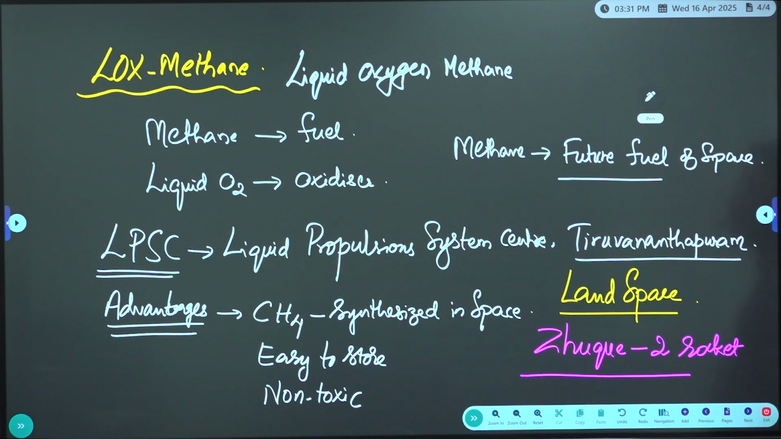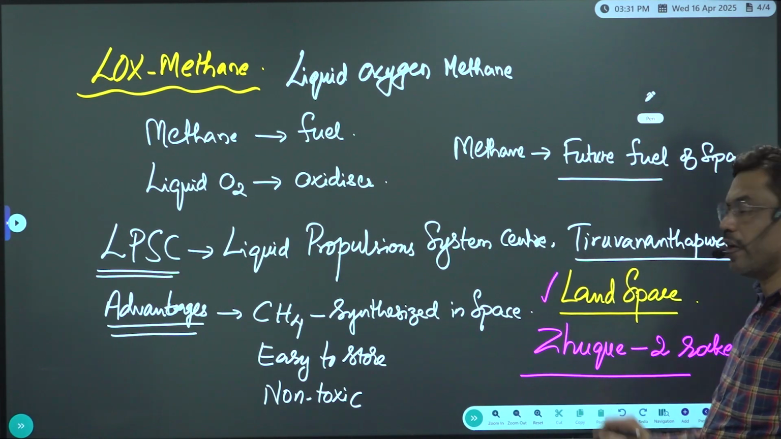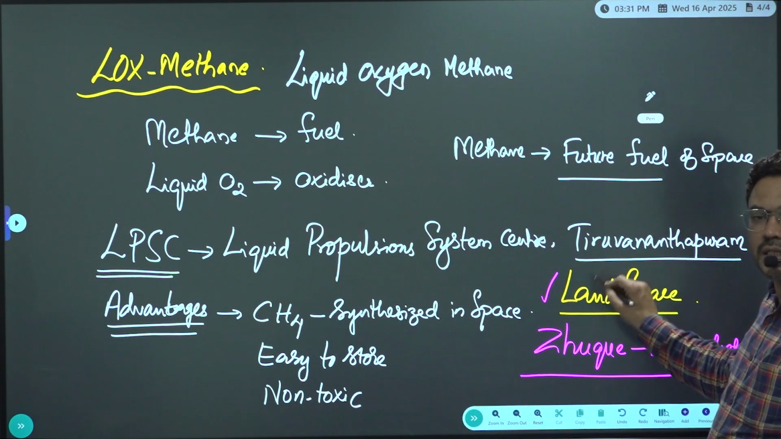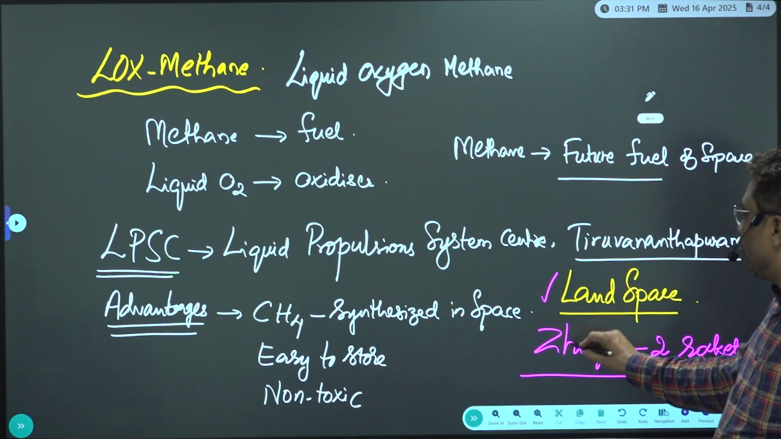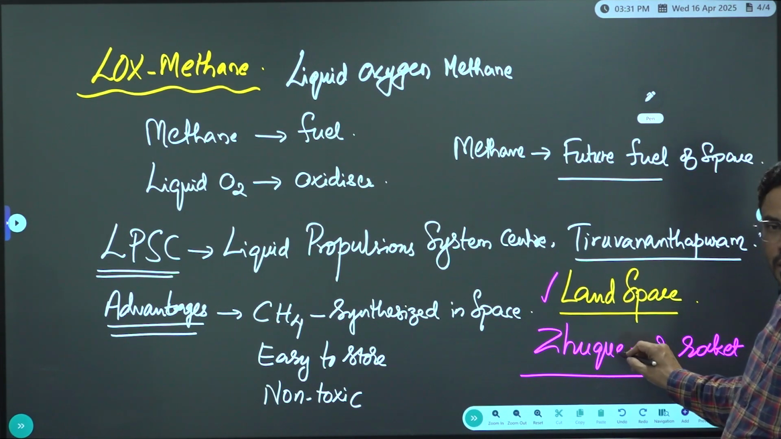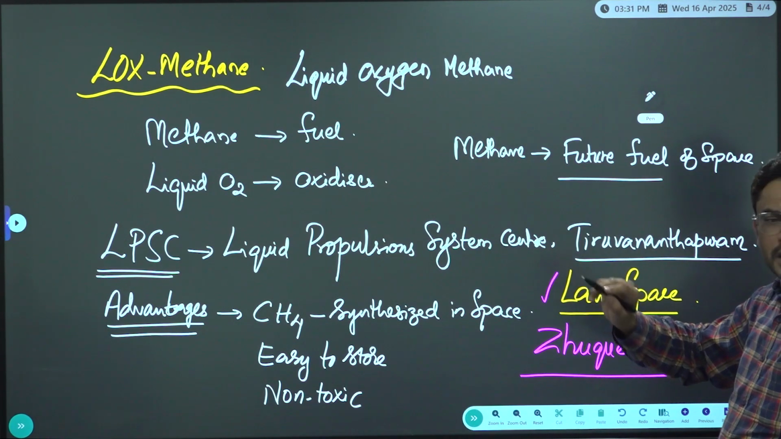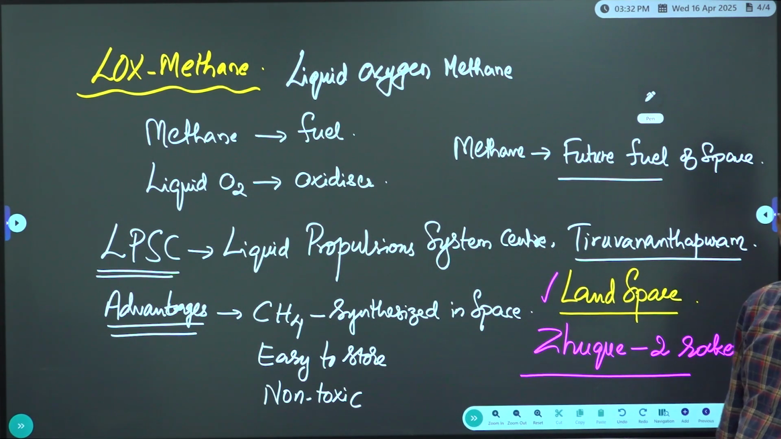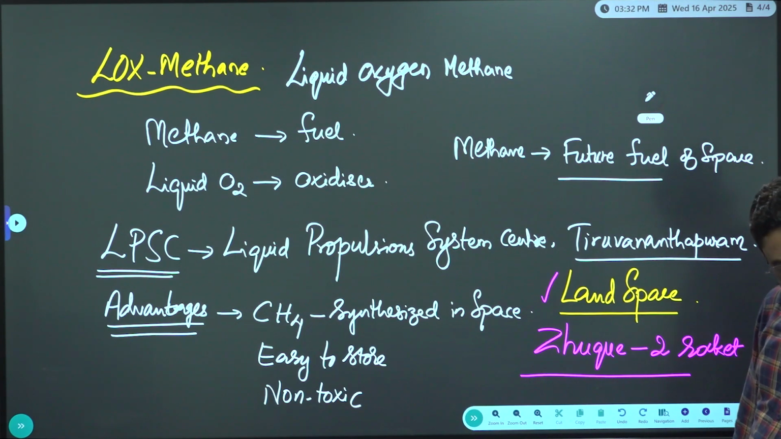So there is a private space-based company in China called LandSpace. This LandSpace company launched this Zhuque-2 rocket, which is powered with a LOX methane, that is liquid oxygen methane engine. So this rocket carried 3 satellites. Okay, right. So this is LOX methane. Just to remember that one.